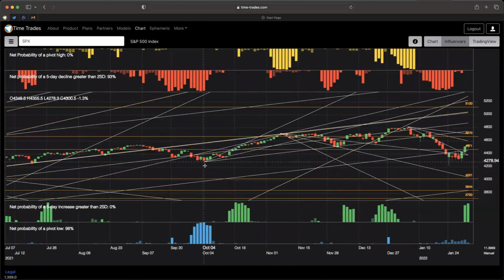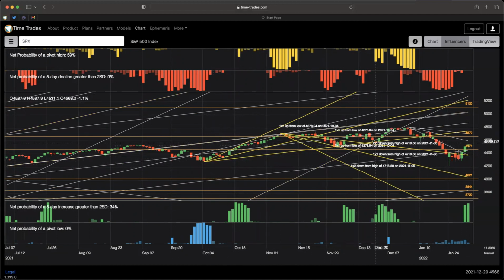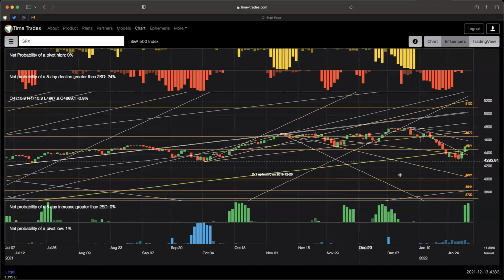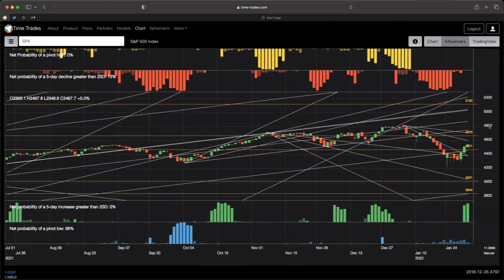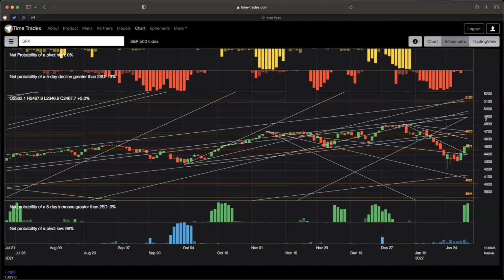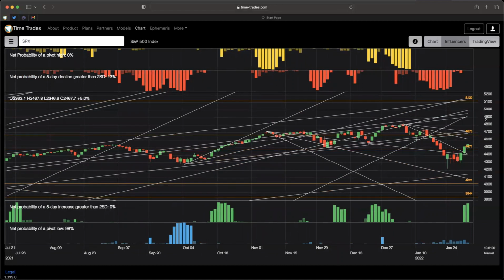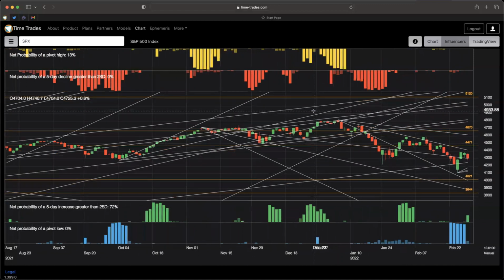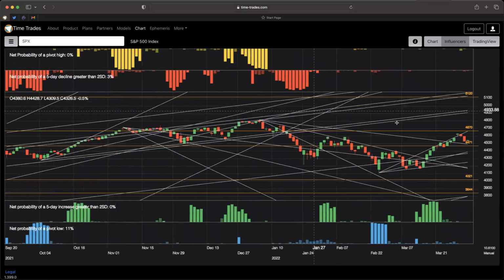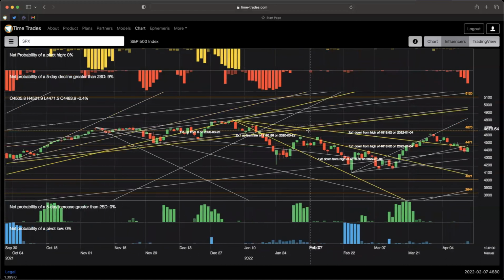Starting at this low on October 5th, we can see how the 2x1 acts as support over here on December 20th and December 2nd. If we want, we can tweak that so that that support level is a little bit better. It doesn't have to be perfect. The point here isn't perfection. The point here is to get something that visually results in the most hits between the trend lines and price.